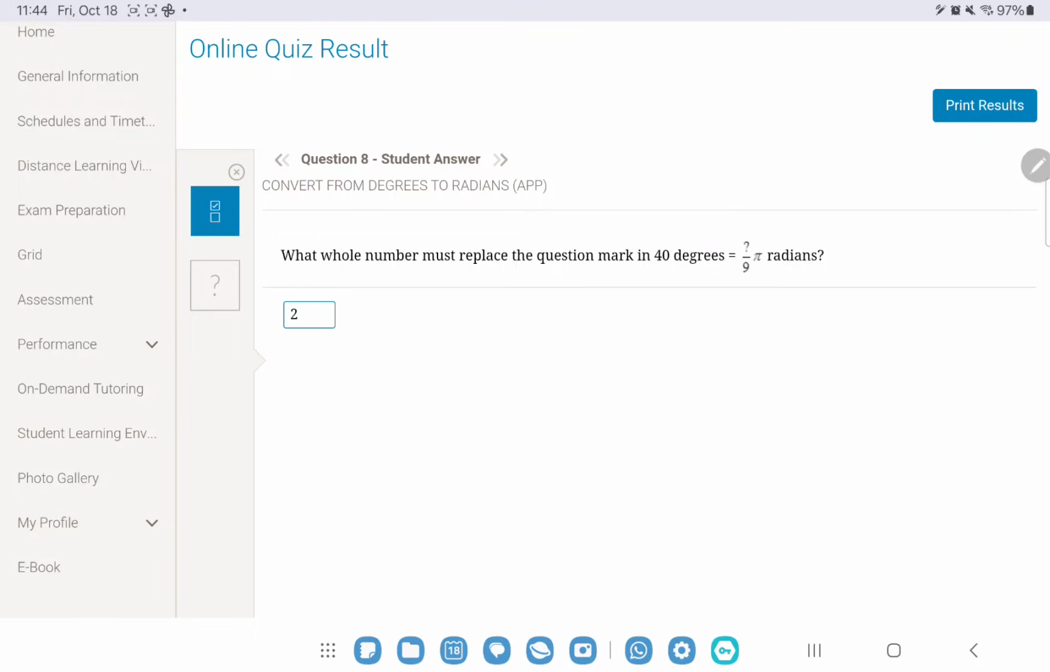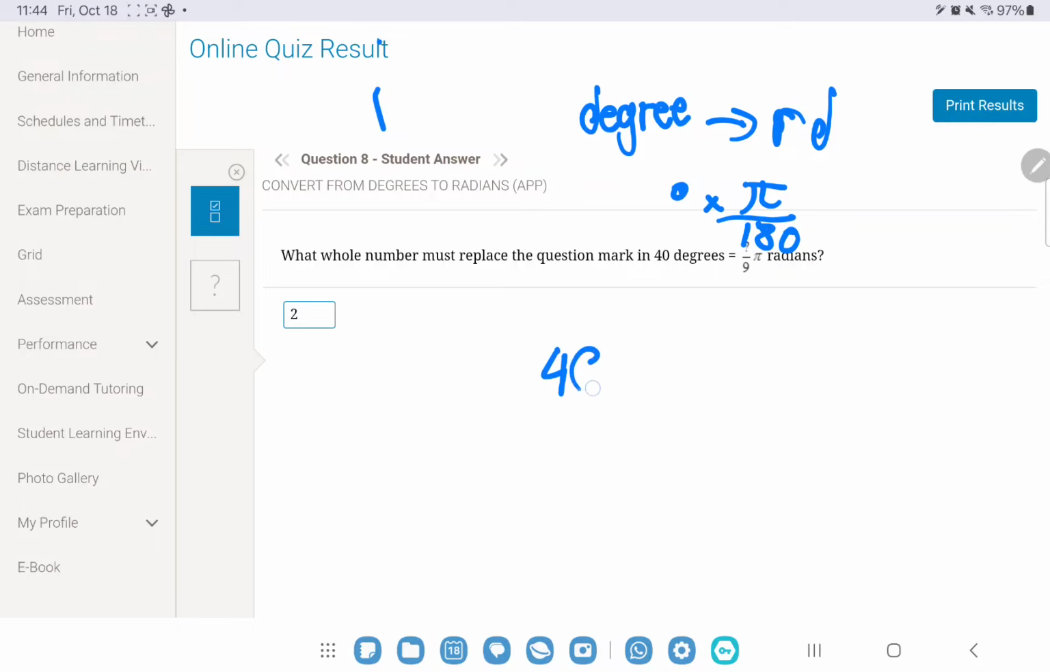Now, okay, now we have degrees to radians. We said degree to radian is pi over 180. So it's degrees times pi over 180. So let's do it. 40 times pi over 180.